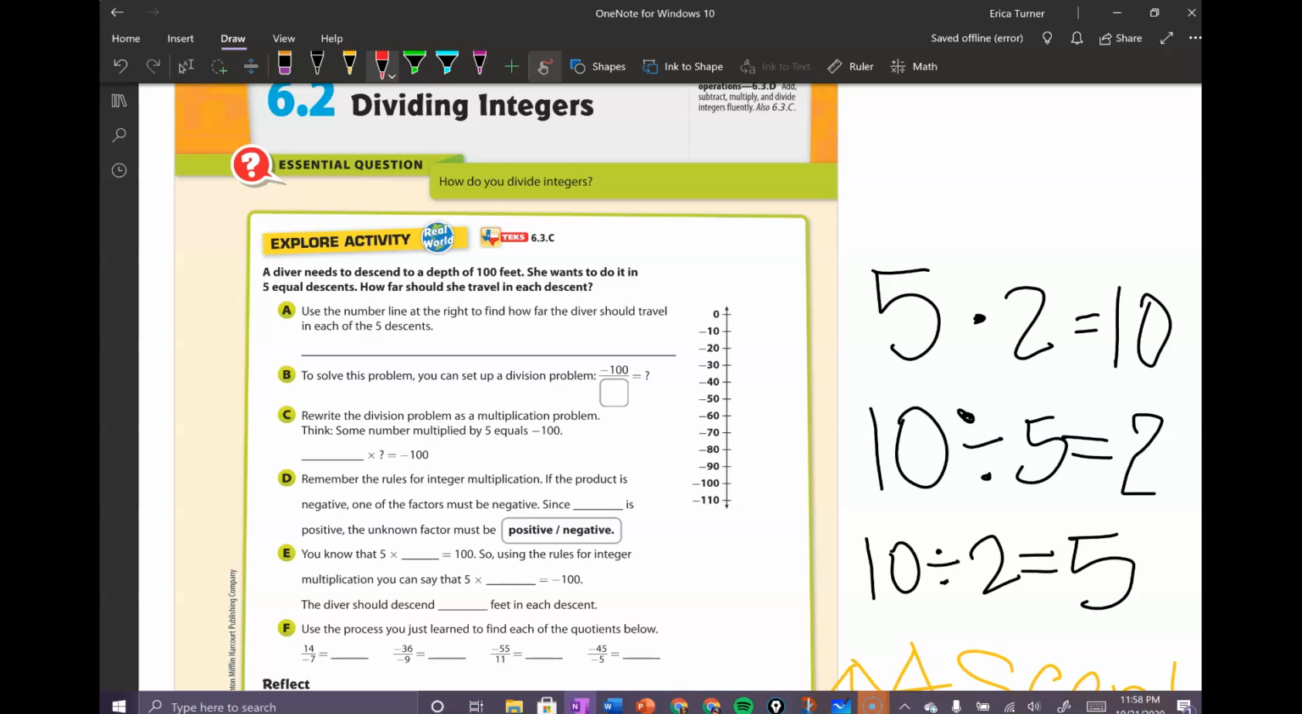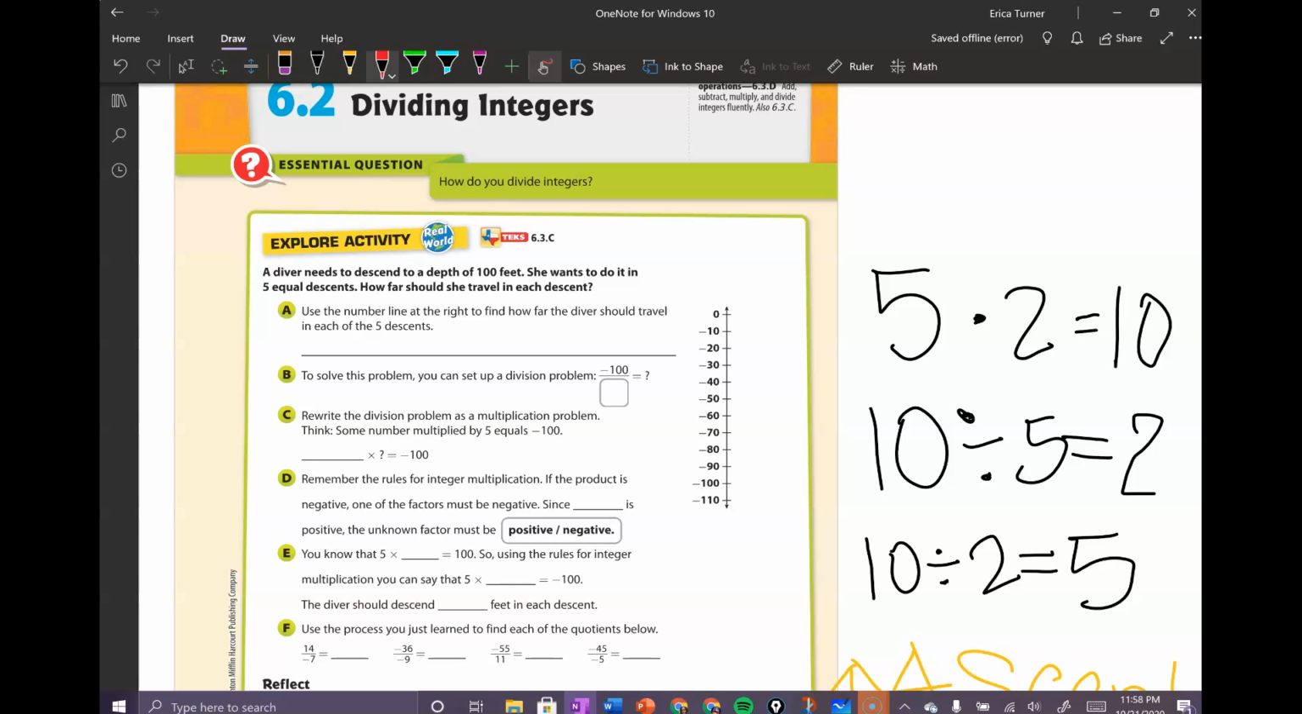So it says a diver needs to descend to a depth of 100 feet. She wants to do it in 5 equal descents. How far should she travel in each direction? So use the number line at the right to find how far the diver should travel in each of the 5 descents.